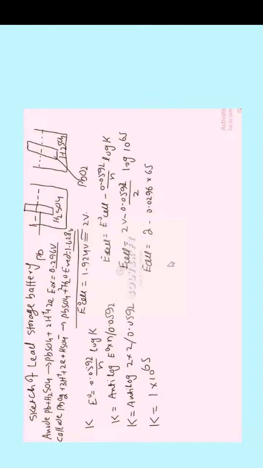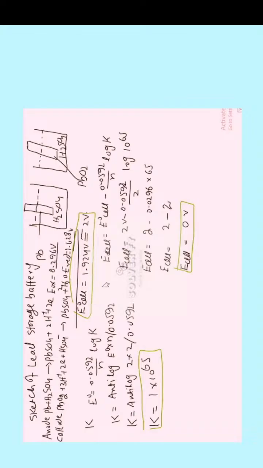So E cell is equal to 2 minus the product of the two values, which is approximately equal to 1.924, which is approximately equal to 2. So E cell is equal to 0 volt. This is the voltage of the cell when the reaction is in equilibrium. These are the required solutions to each part of the question.